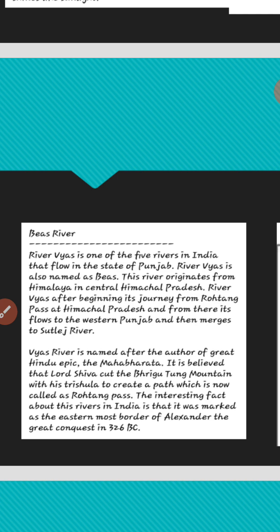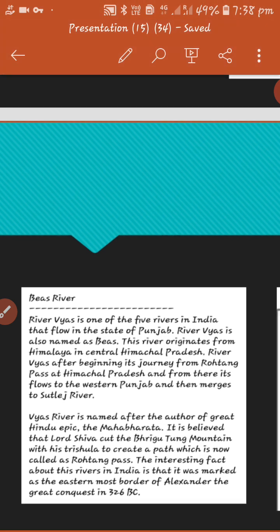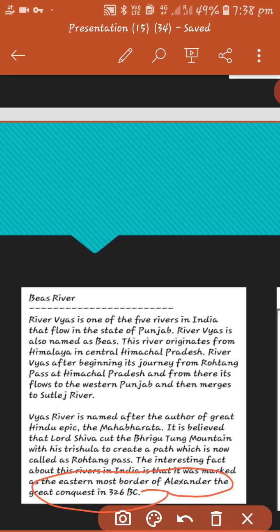Beas River is named after Vyasa, the author of the great Hindu epic, the Mahabharata. It is believed that Lord Shiva struck the Bhrigu mountain with his trident to create a path which is now called Rohtang Pass. The interesting fact about this river in India is that it marked the eastern most border of Alexander the Great's conquest in 326 BC. Rohtang Pass, you have to remember it.